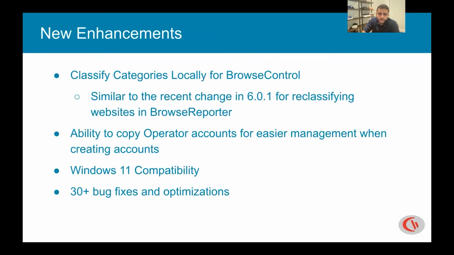Other new enhancements: the ability to classify categories locally for BrowseControl. We made a similar change for BrowseReporter in 6.0.1, but now you can do the same for BrowseControl. Copying operator accounts has been simplified as well. We've also made sure that things are compatible with Windows 11, so for anyone upgrading to Windows 11, that is going to be accessible. And there are about 30 other bug fixes and optimizations in the release as well. So without further ado, I'll pass it over to Mike, who will show the latest dashboard.